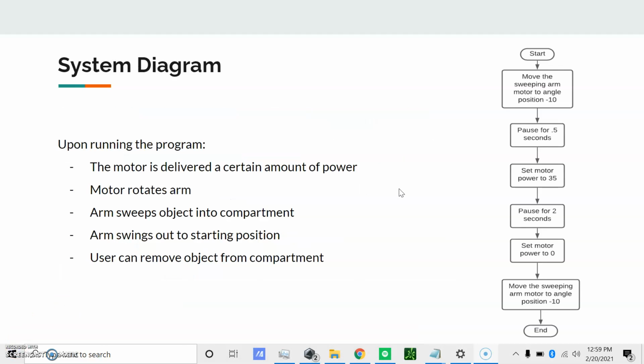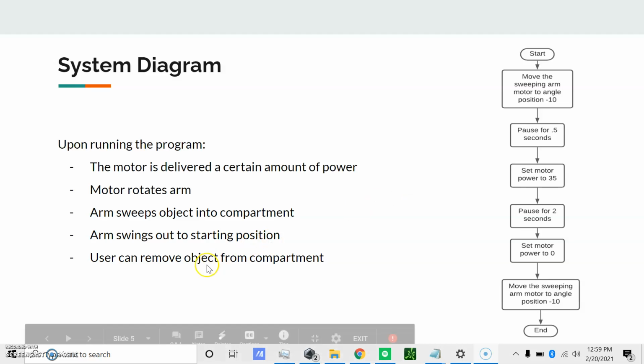When the program begins, the motor is first moved to a position of -10, then paused for 0.5 seconds, and then it's set to a motor power of 35 so that we don't over push the ball. The program is then run for 2 more seconds before the motor power is set to 0, and the arm is then pushed back out to motor position 10 so that the next ball can then be placed down.